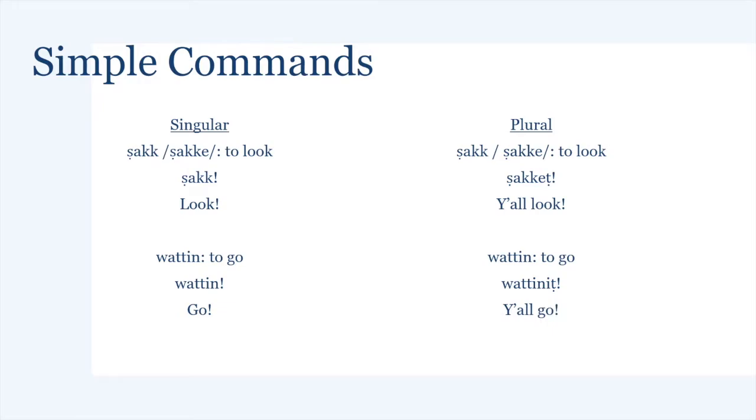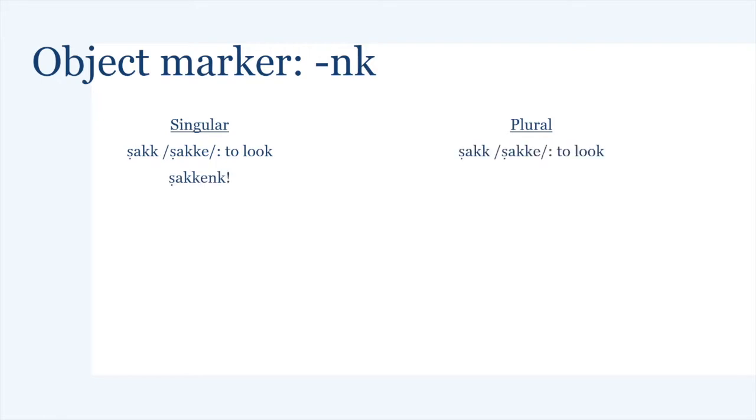Wattingit. So next, let's look at the object marker. So you can see here it says dash NK. You put that at the end of the verb. So again, let's look at shock, to look, since we're familiar with that verb now. So if you want to say look at it, shocking. As you can see, the underlying form here is now important because once you add an NK at the end, if you just put it after those two Ks, like shocking, that doesn't work. So you need to have that hidden vowel appear now. So shocking, look at it.